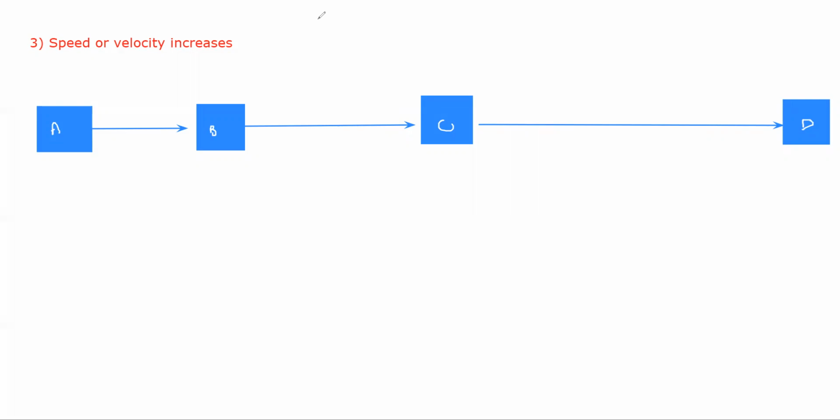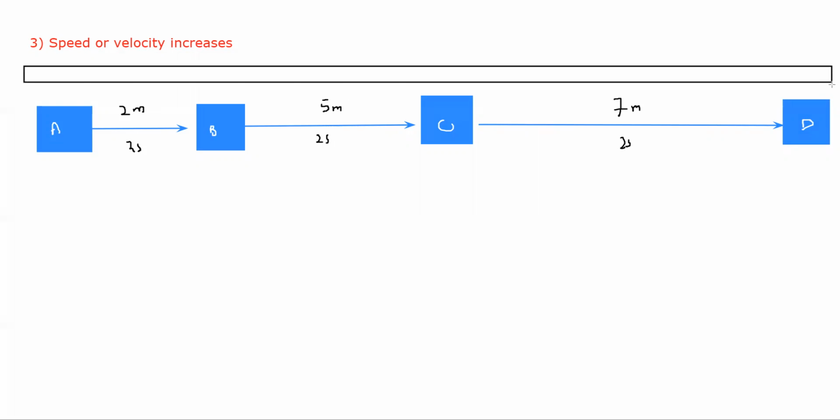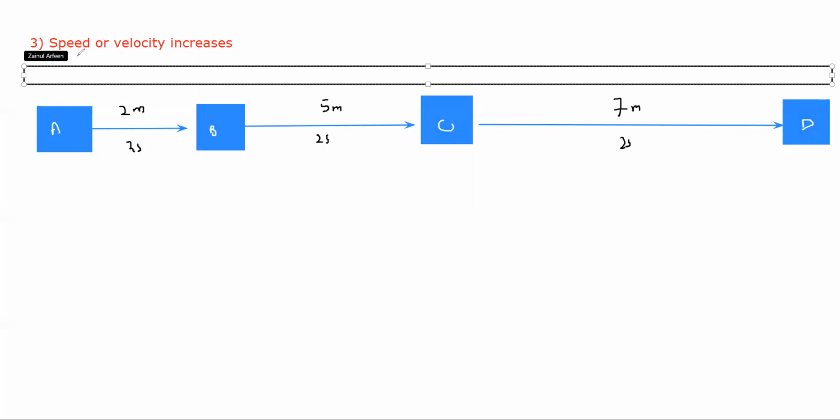so in this example, if I say an object covers 2 meters, 5 meters, and 7 meters. It was in 2 seconds here, 2 seconds, 2 seconds. What is the speed from A to B? Moving from A to B, what is the speed of this object? It covers 2, yeah, so it is 1 meter per second.